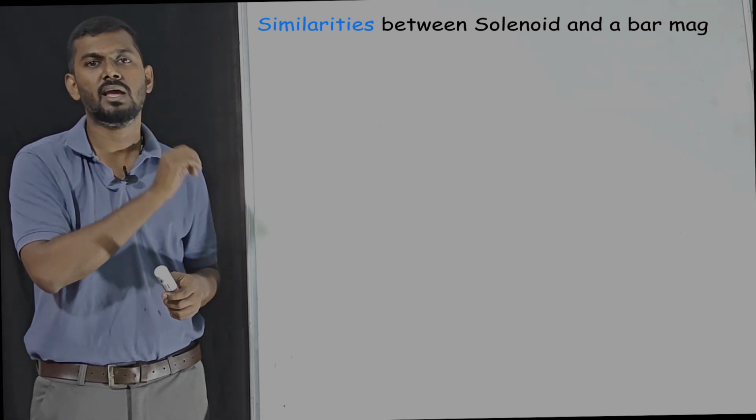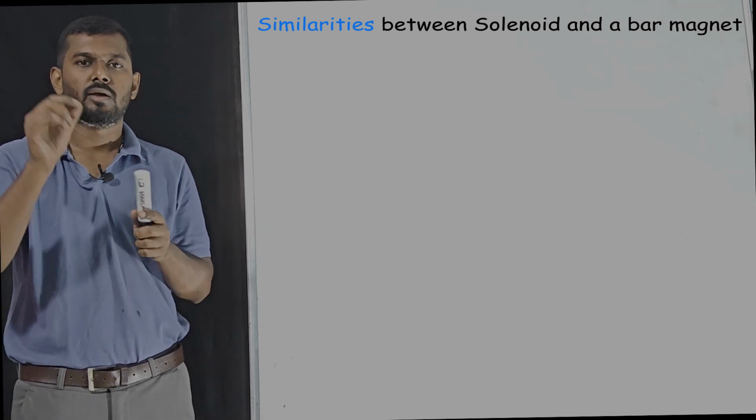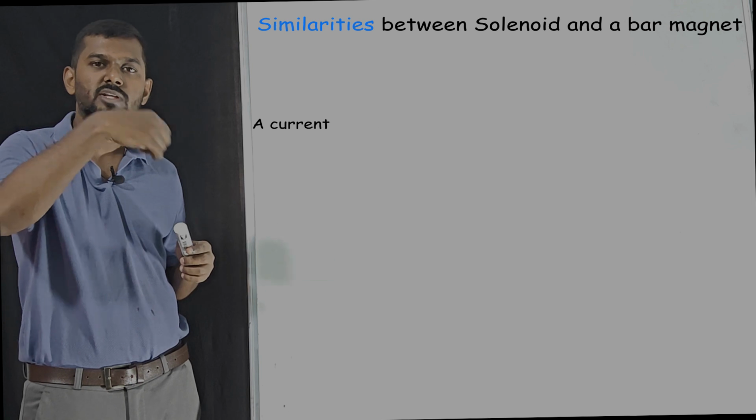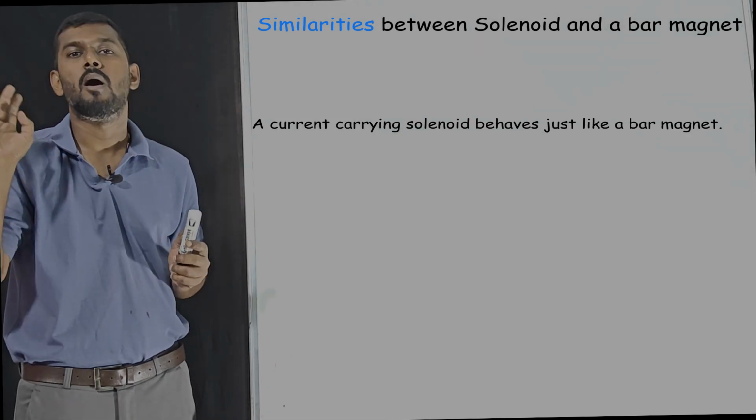That's it. Now we learn similarities between a bar magnet and a solenoid. So very simple. We know whenever the current is passed through a solenoid, it behaves like a bar magnet.